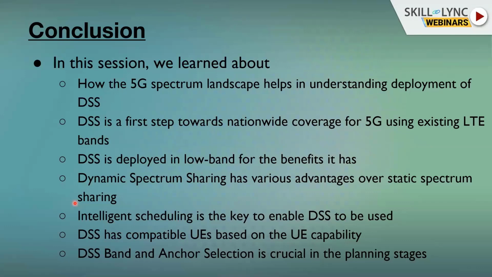Some of the key points we're going to draw out are how the spectrum sharing landscape helps in understanding deployment, coming back to the learning outcomes, which feed into the conclusion. Second point is that DSS is the first step towards nationwide coverage. DSS is deployed in low band. We spoke about that, and some of the advantages it has. There was static spectrum sharing. We covered scheduling, the MAC LTE scheduler, and how scheduling is so important for sharing radio resources. And we also touched on UE compatibility and also network planning and design considerations for DSS rollout.